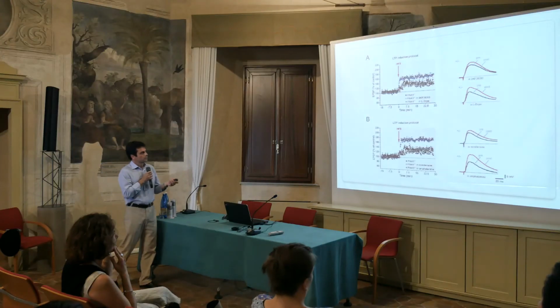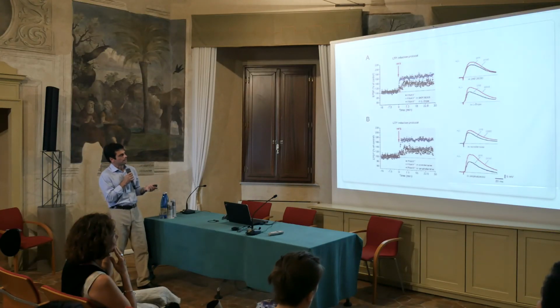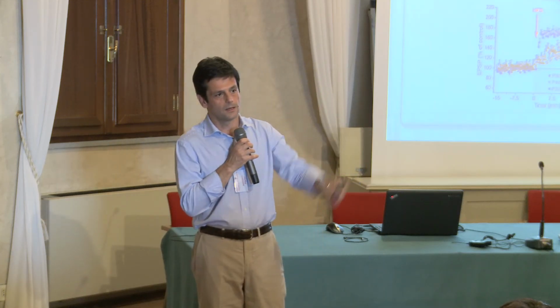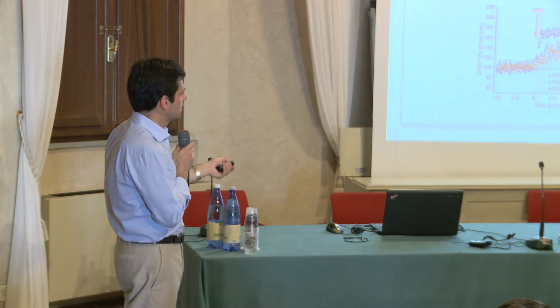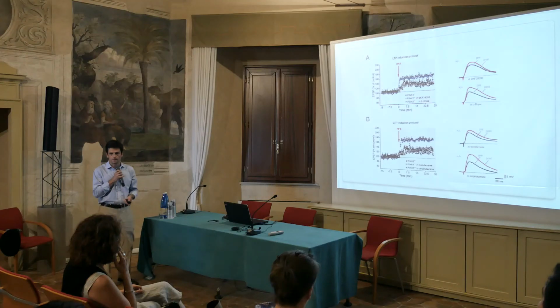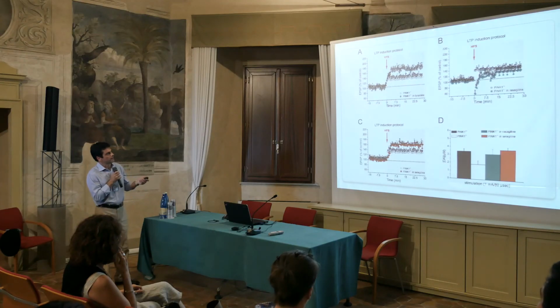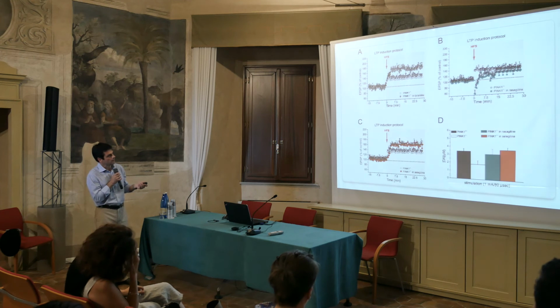Then, we tried to rescue this with levodopa or SKF, and especially with amphetamine. You see, amphetamine, of course, is a dopamine releaser. So you just boost dopamine release and you rescue the plasticity deficit. And this was done with tyramine and selegiline and rasagiline.